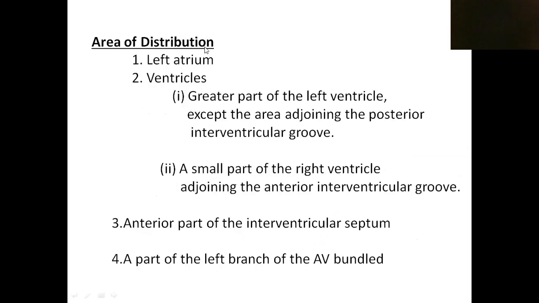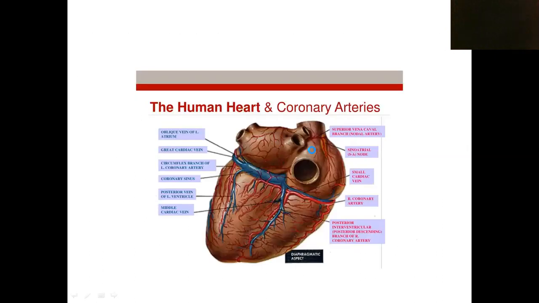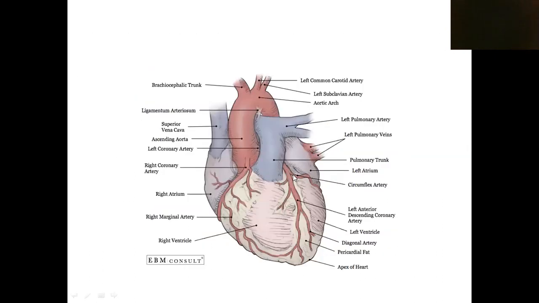Then the area of distribution. See, this is the area of distribution of the left coronary artery. You have to read the area of distribution of the right coronary artery. The left coronary artery supplies the left atrium, no doubt. See, when it runs through this groove, it gives some atrial branches. So it supplies the atrium. Not only the atrium, it supplies the left ventricle. Okay, not only the left atrium and left ventricle, it gives some branches to the right ventricle.